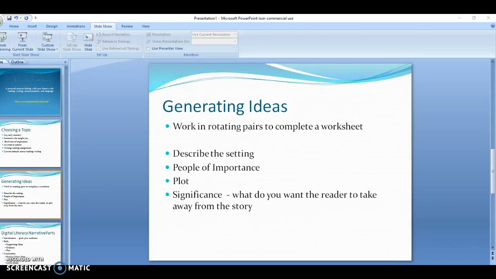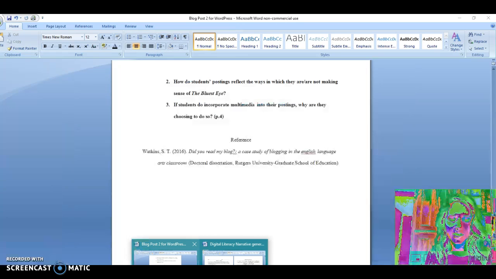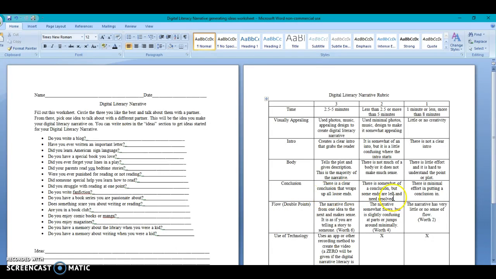So when you show up to class, we'll start generating ideas, and I'll have you work in pairs to complete a worksheet. So what will happen is you'll find this worksheet, and you'll go through and answer these questions, like, have you ever written an important letter? Do you know American Sign Language? Is there a special book you love? Did you ever struggle with reading at one point?